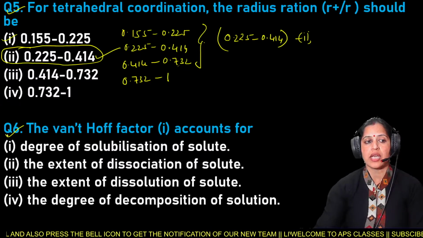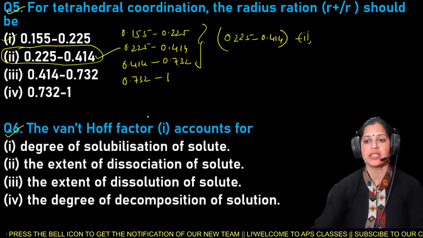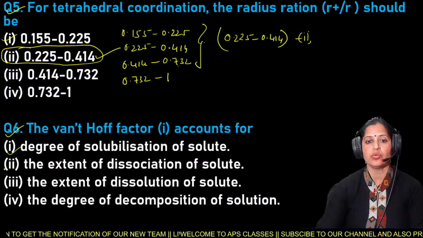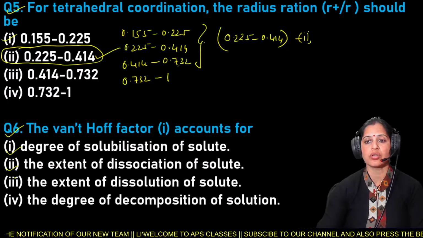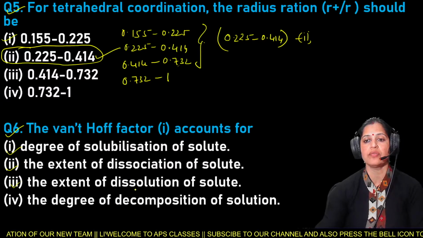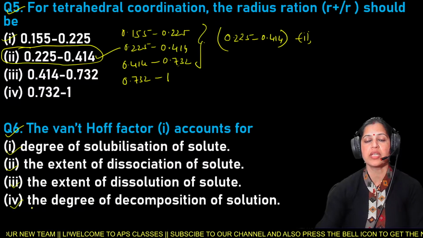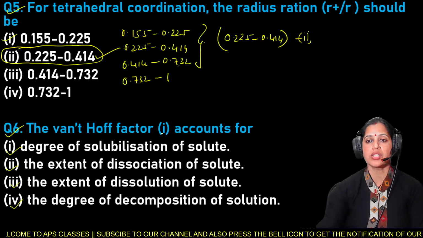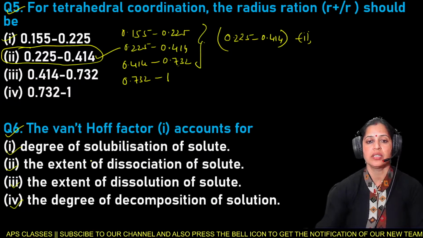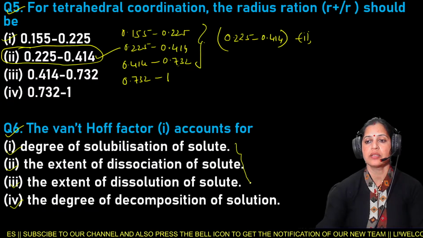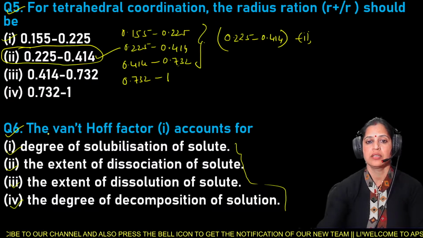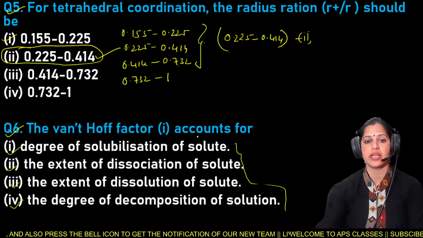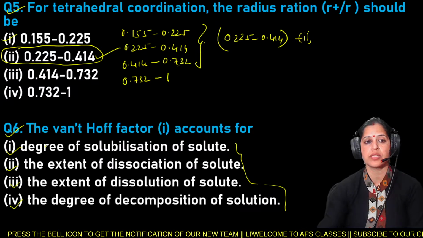Next is question number 6, and question number 6 is: the van't Hoff factor accounts for, option 1 is the degree of solubilization of solute, second is the extent of dissociation of solute, third one is the extent of dissolution of solute, and the fourth one is the degree of decomposition of the solution. So there are 4 options for question number 6.